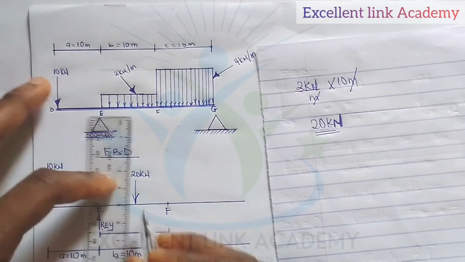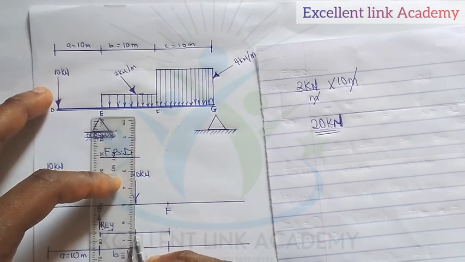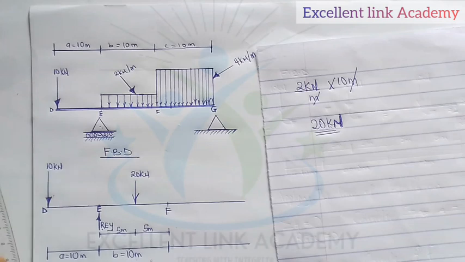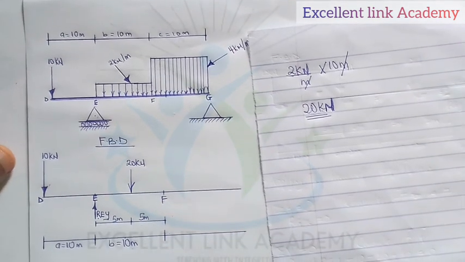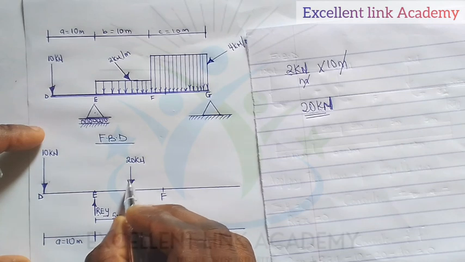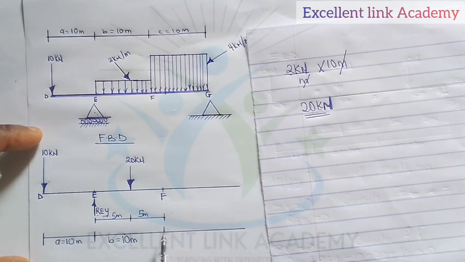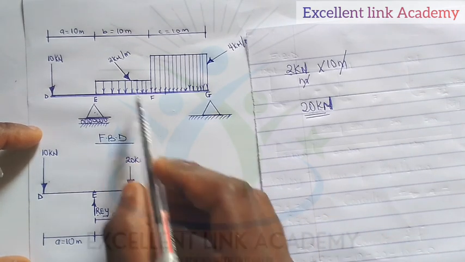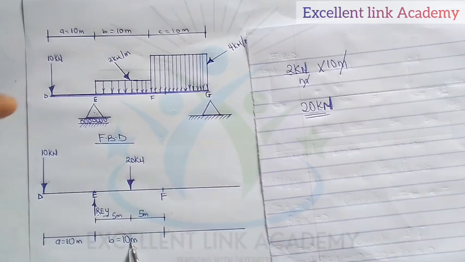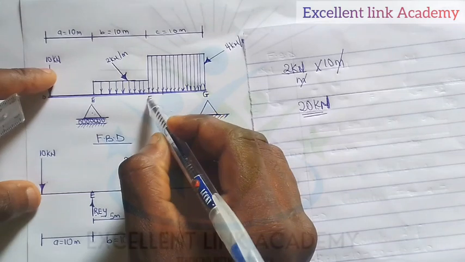Since here to here is 10 and this is the center, here can become 5 meter, and here can become also 5 meter, which sums up to 10. I'm still correct, right? So observe this logic: if I convert a UDL to a point load, it's at the center of the distance.